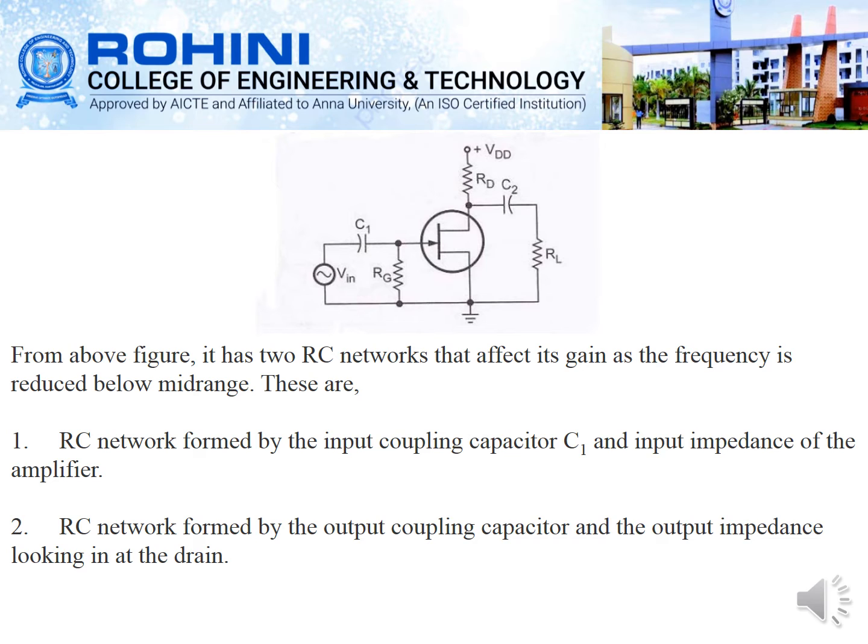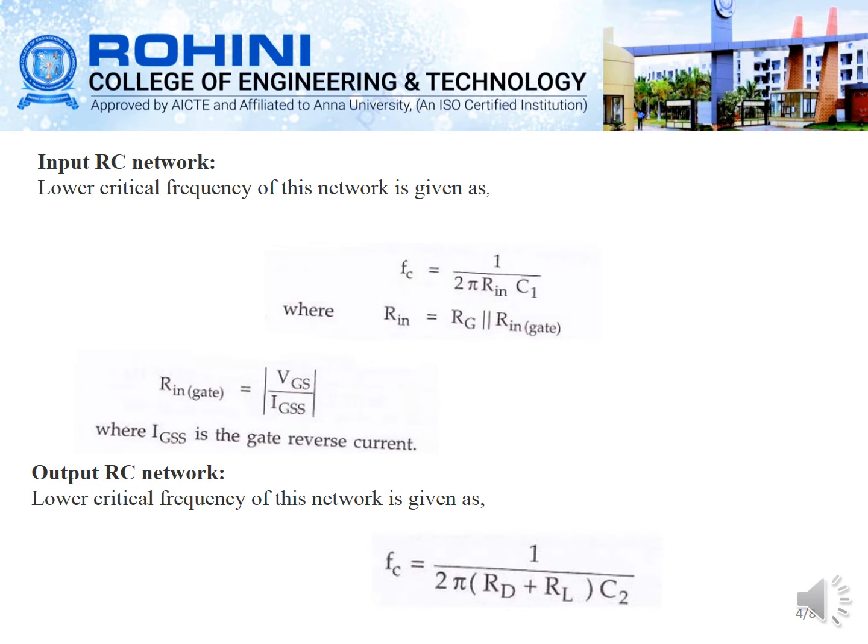The RC network is formed by the input coupling capacitor C1, which is given here, and the input impedance of the amplifier. The other RC network is formed by the output coupling capacitor and the output impedance. You can see the input coupling capacitor and input impedance, and also the output capacitor and output impedance, as well as the output terminal. Based on the coupling capacitors, the input network gives the FC value, and the output network gives its own critical frequency.